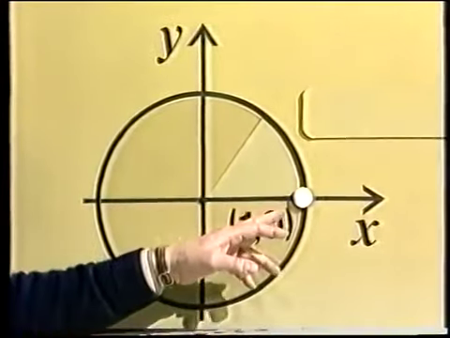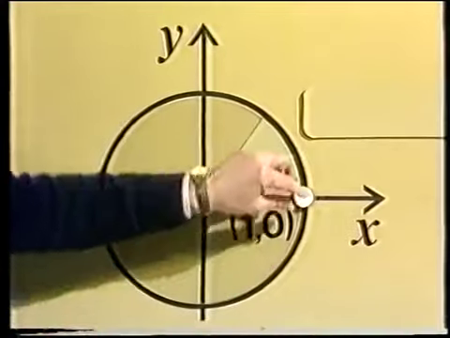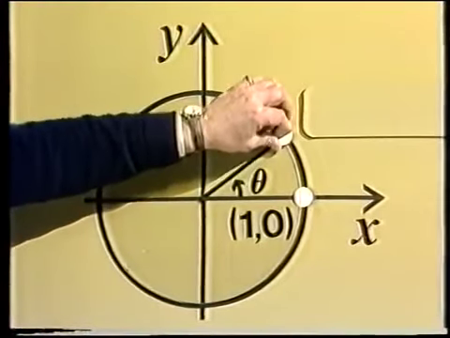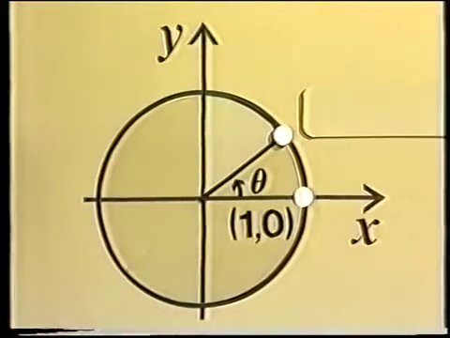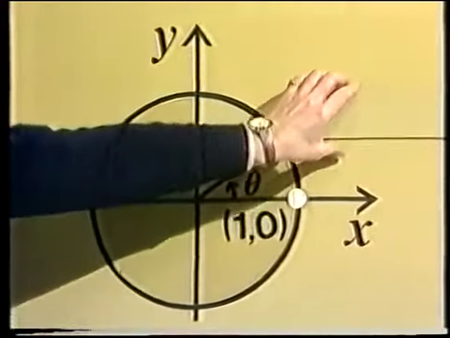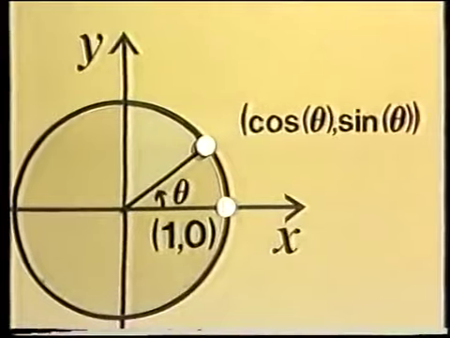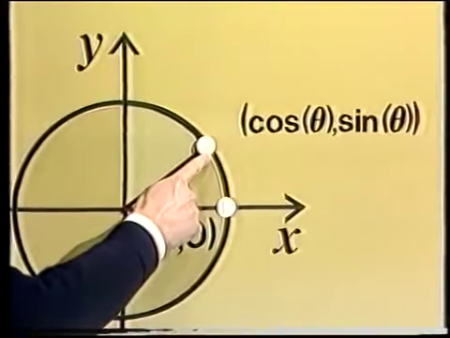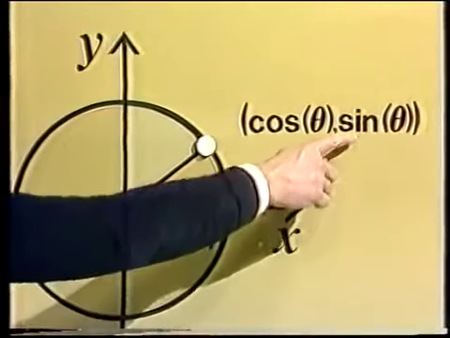We take a point (1, 0) on the circumference of the circle, and we rotate it through an angle theta. Then we define the cosine of the angle theta as the x-coordinate of that point, and the sine as the y-coordinate.